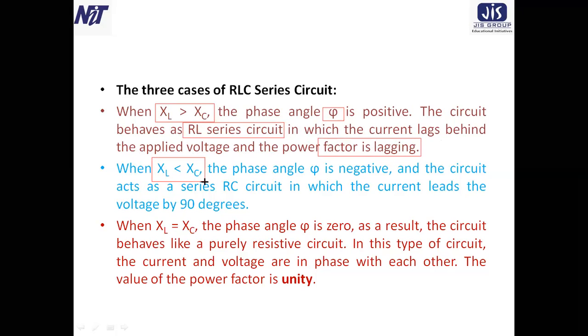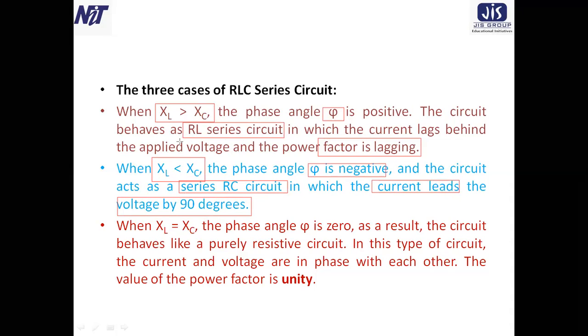When XL is less than XC, the phase angle phi is negative, and the circuit acts as a series RC circuit. When XL is greater than XC, it is acting as an RL series circuit. And then for XL less than XC, the current leads. So here what will happen? The current leads the voltage by an angle of 90 degrees. So these are the factors happening when we have to find whether XL or XC is greater. This is the important topic.